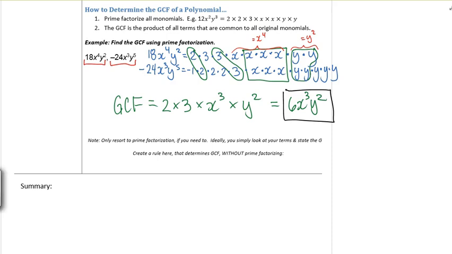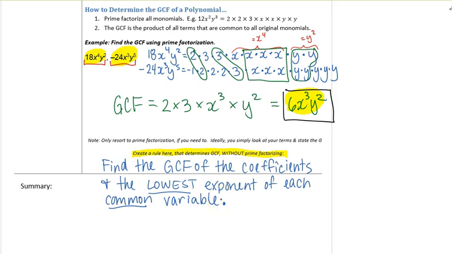So what I would like you to do right now is, after I say go, look at the two monomials that I just put yellow on, look at the final answer, and can you make up your own rule that determines the GCF without prime factorizing? Okay, you go ahead and do that right now.